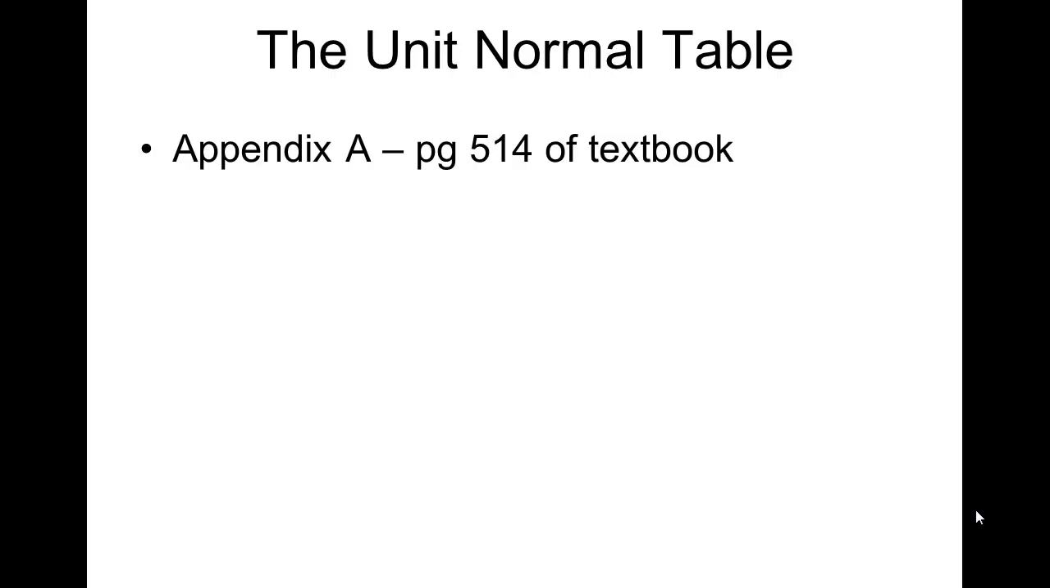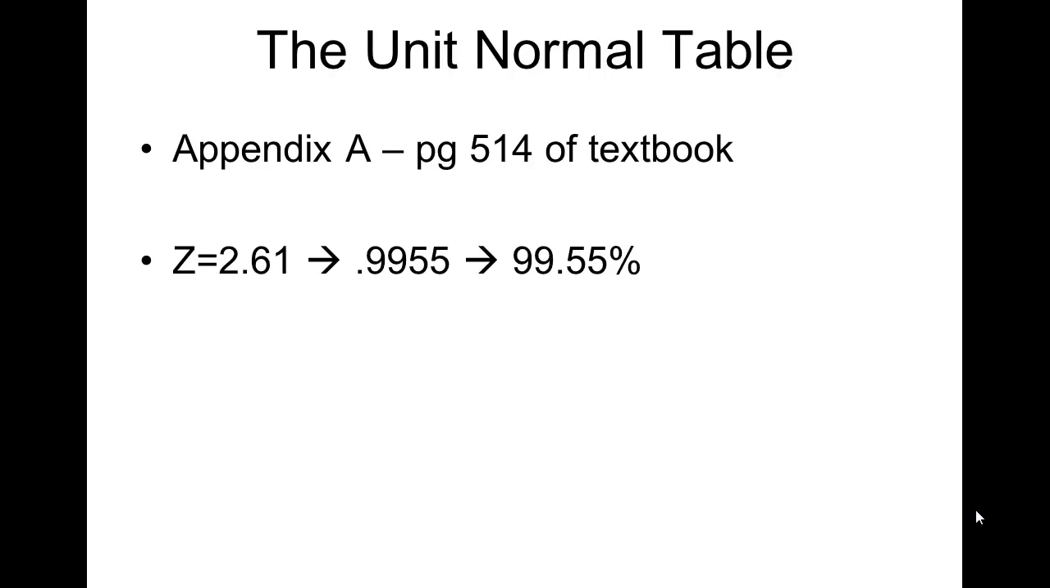So we'd go to the unit normal table, which is in Appendix A on page 514 of the textbook. If you look up a z-score of positive 2.61, you would get a value of 0.9955. This value tells you what proportion of the distribution falls at that z-score or lower. Now, because we're talking about probabilities, you want to turn this into a percentage, which, moving 2 decimal places to the right, would give us 99.55. That means 99.55% of women are shorter than I am.